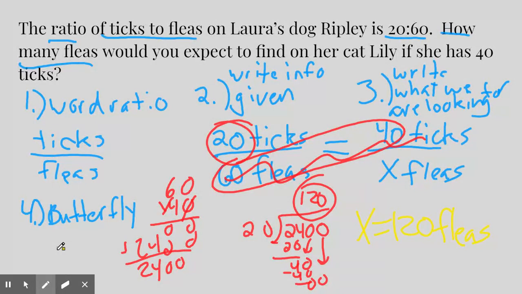Now, something else I forgot to mention is your variable may be a ton of different letters, okay? It could be any letter that relates to the problem. Most of the time, however, you're going to see X. So X equals 120 fleas would be my final answer. Make sure you have all this written down on your paper.